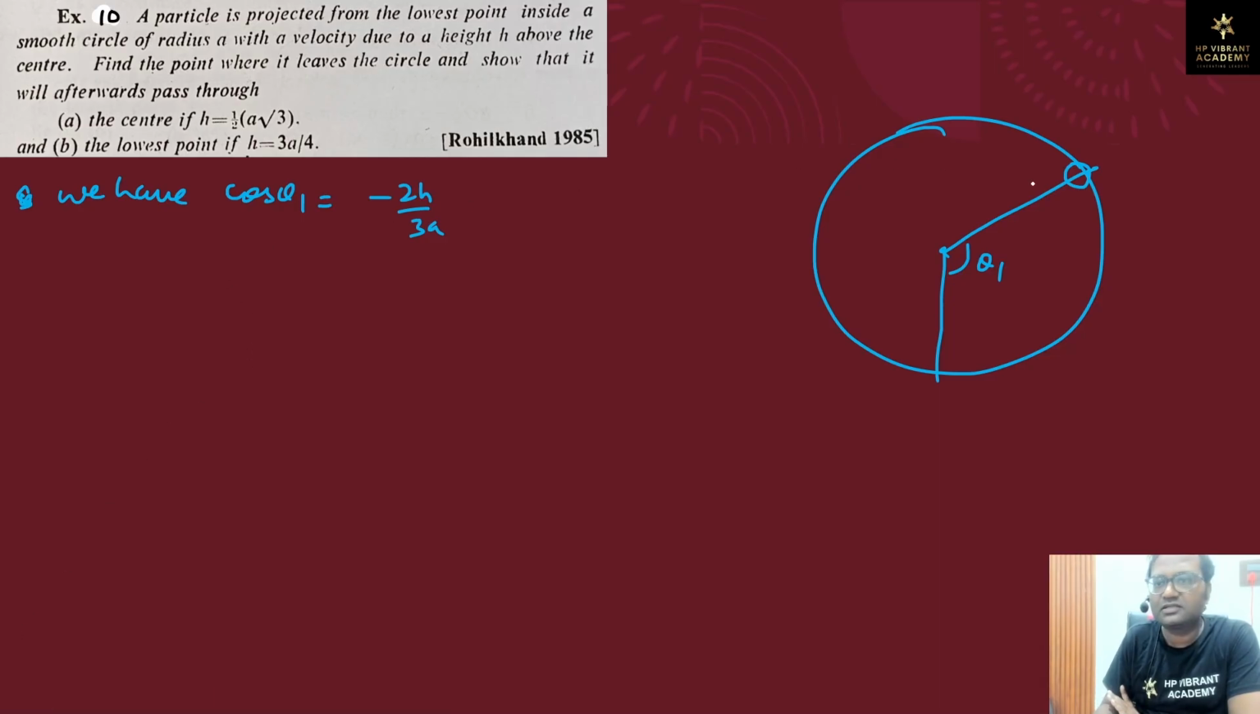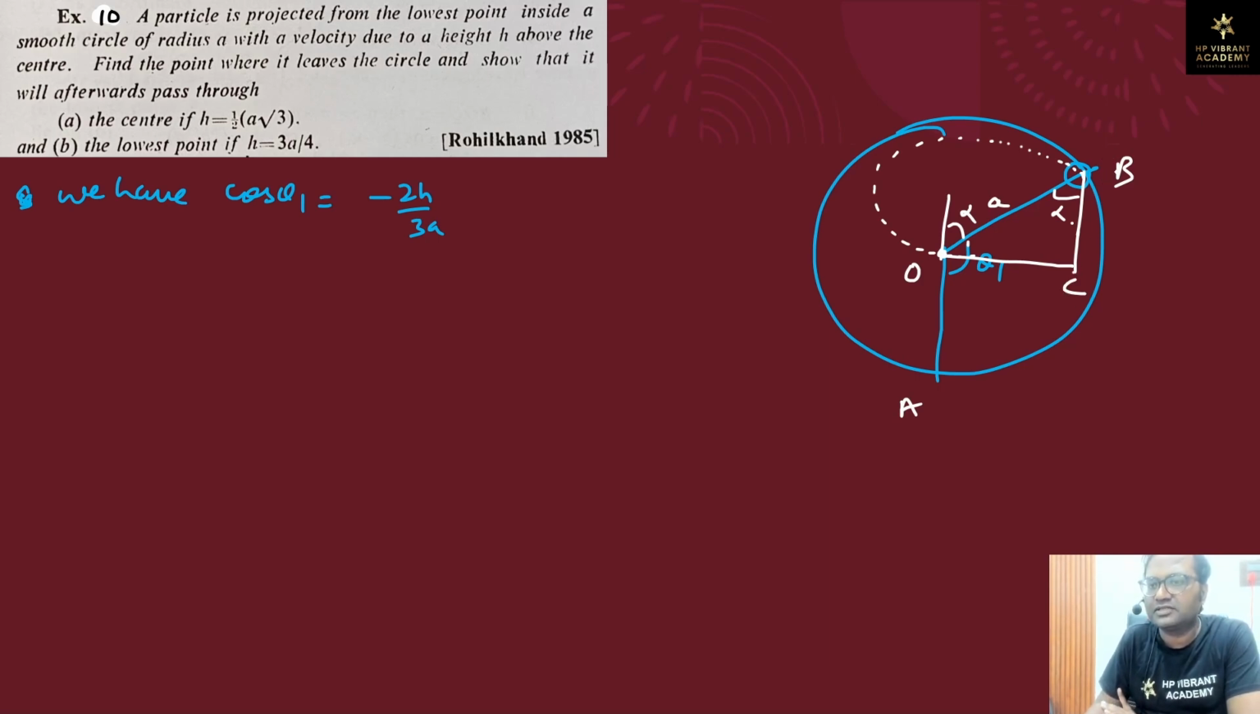So in the first case, this particle passes through the center. So it will follow the parabolic path like this and pass through the center. Okay, so this is the center and this distance is A. So this is alpha and this is alpha. Let us consider this as a reference point. This is O, this is B, this is A and C.